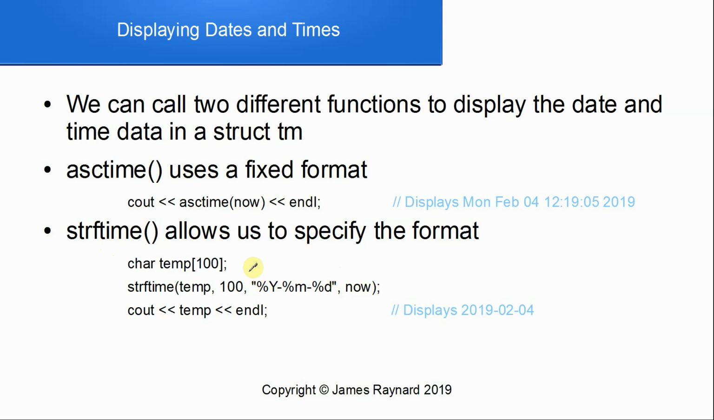We also need to give it an array, a buffer, so we can do that by declaring this array of char here. We also need to tell it how many characters are in the buffer. I've made 100 characters just to be on the safe side. And then we can print out this buffer. So this function will take the struct tm, it'll take the data about the time and date, it'll format it according to the string and stick it in this character buffer. Then we can print out the buffer.